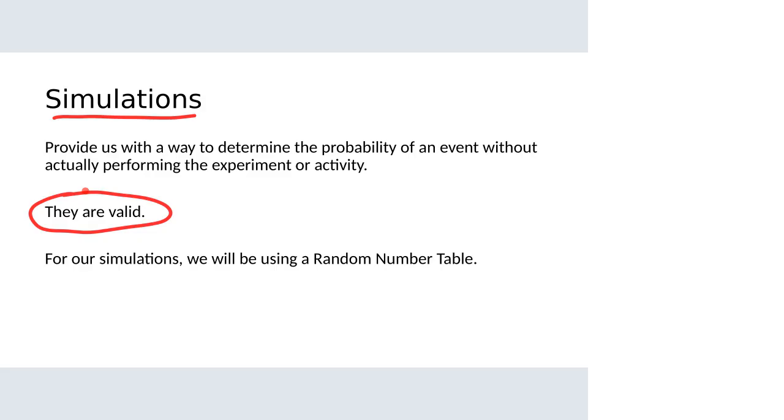And then the way that we're going to do our simulations is we're going to use what's called a random number table. We'll see an example of that. We'll talk about that in a few minutes. But basically, we're going to use a random number table to perform simulations for us that will help us find probabilities from an event or an activity that we don't want to actually do. We're just going to use a simulation. And the way we're going to do that simulation is by using a random number table.